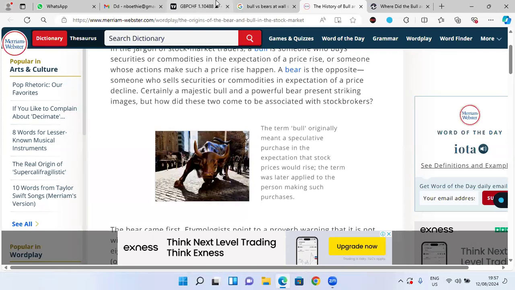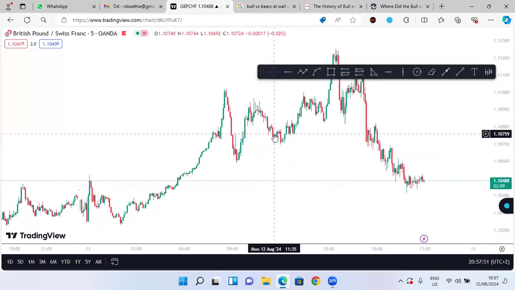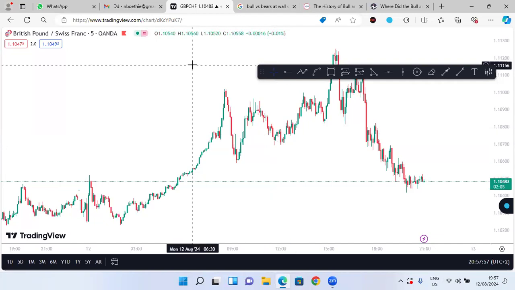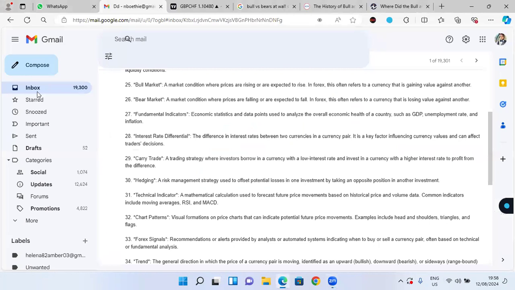You will mostly hear or see this when we are giving signals. If we say bulls are in control, meaning which people are in control? Buyers. Yes. And when we say bears are in control, we mean sellers are in control. That is bulls and bears, okay? Then we continue with fundamental indicators.